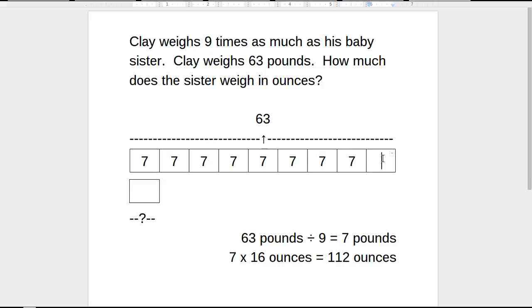So now that I know that, I know here that his little sister weighs one of these squares because she weighs one of the 9. And so the little sister weighs 7, and I know this is 7 pounds. But I haven't answered the question yet because it asks how much the sister weighs in ounces.